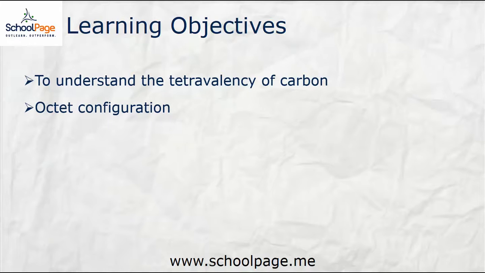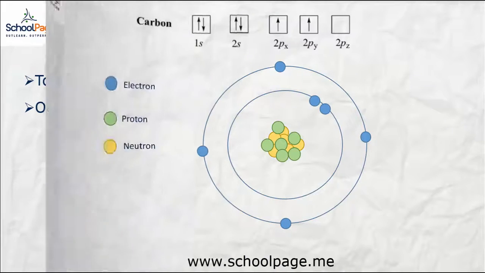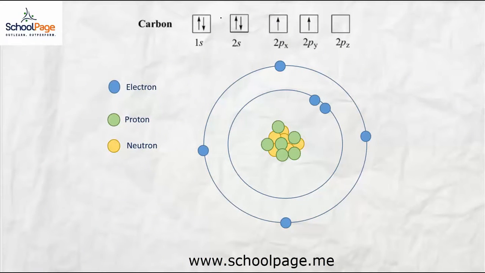Carbon is an element with the atomic number 6. The electronic configuration of carbon is 1s2, 2s2 and 2p2. Now observe the structure of the carbon atom. It has 6 protons and 6 neutrons in its atomic nucleus.